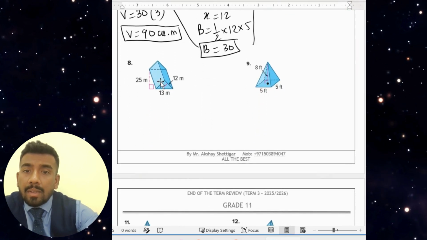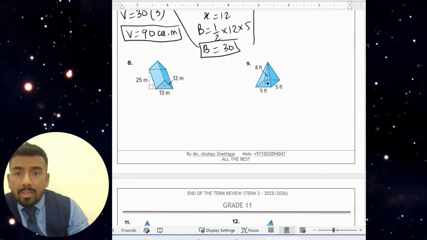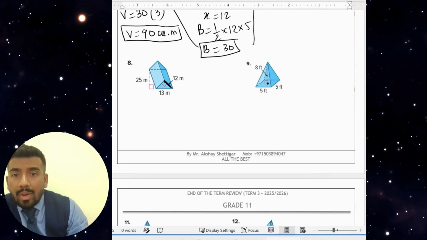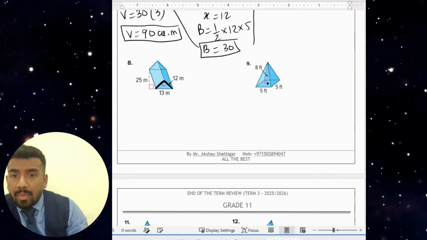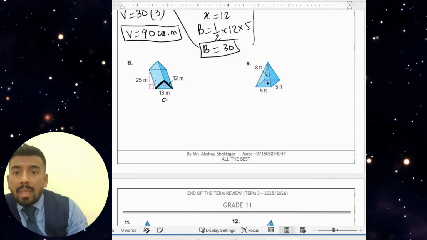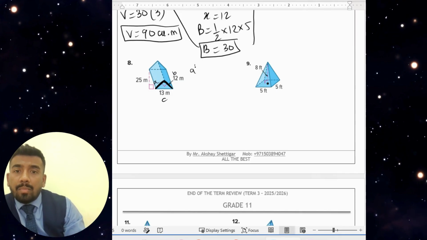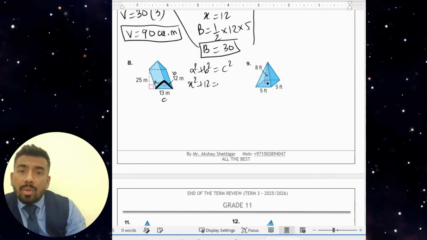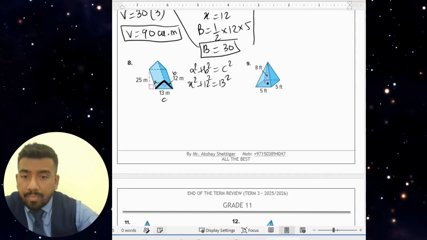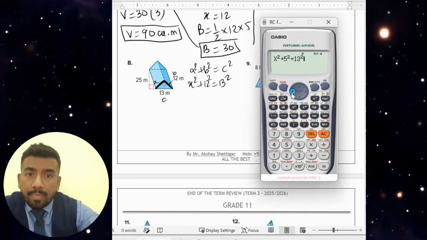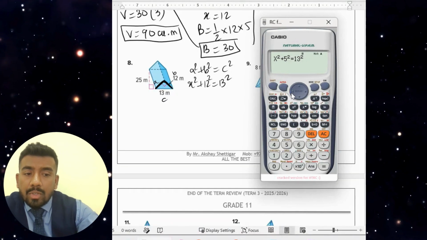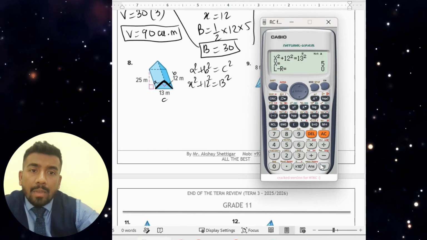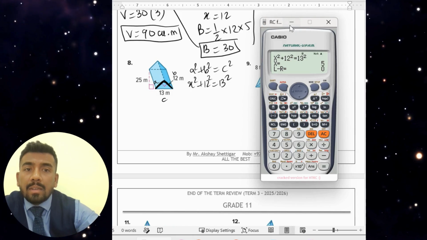Question 8, I'll do. It's the same way. Okay, so this is the triangle. So this is your 12. For the triangle's area, we need the other height also. Again we'll use the same rule: A square plus B square equals C square. X square plus 12 square equals 13 square. The only thing I need to change here is the 12. Shift solve, that's 5. So what's the height? 5.